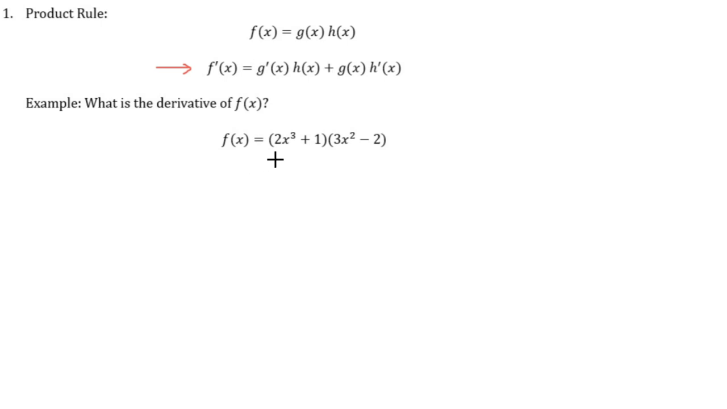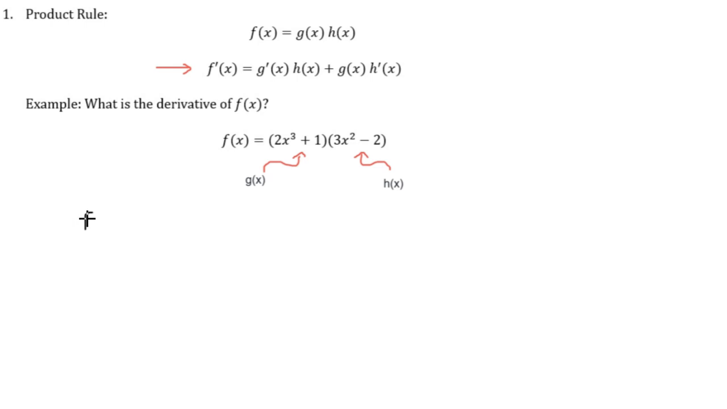If we wanted to use some algebra, we could expand these two factors and then apply just the rules of differentiation that we learned in the previous video. But let's actually use product rule because that's what we're going to do here. The first factor, 2x cubed plus 1, we're going to let be g of x, and the other factor, 3x squared minus 2, is going to be h of x. So we're just going to apply the rule as it is.